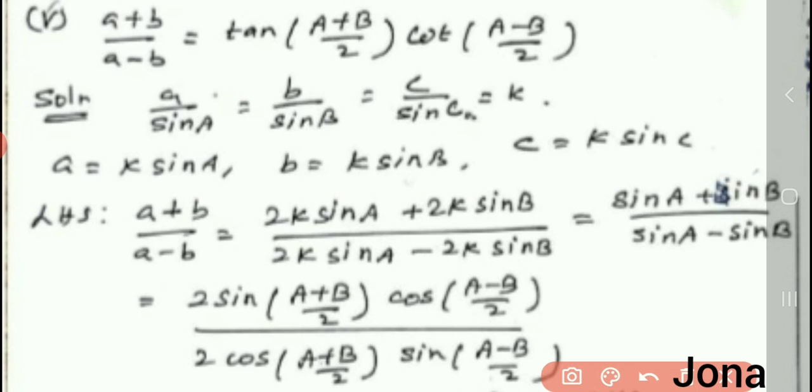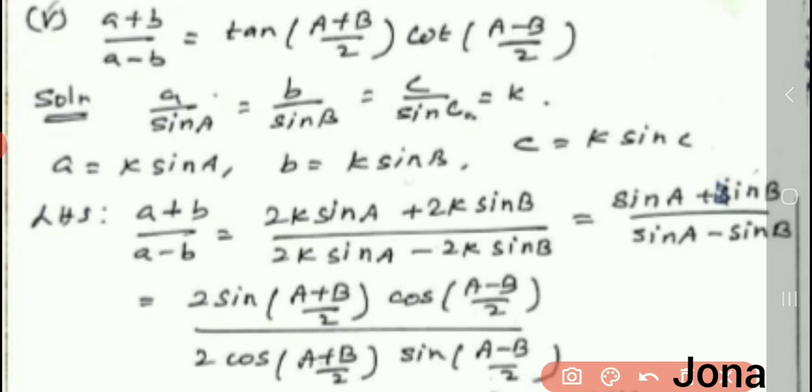Instead of this a, I can have 2k sin a. Instead of b, 2k sin b. And even denominator also I want to substitute this. And then 2k is common in all the terms. So we can cancel 2k. Therefore, we have the remaining thing as sin a plus sin b divided by sin a minus sin b.